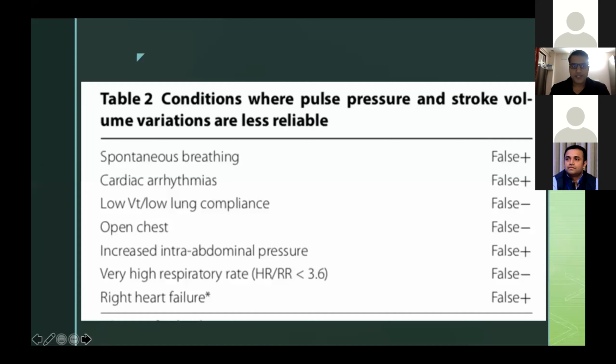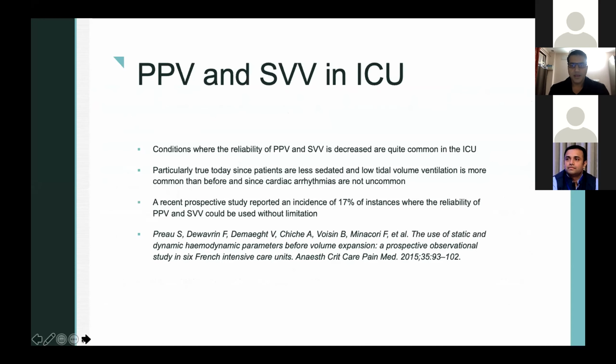Now, fluid challenge. Again, the conditions where the pulse pressure and stroke volume variations are less reliable, as we just discussed, are spontaneously breathing patients, cardiac arrhythmias, low tidal volume, low compliance, open chest, increased intra-abdominal pressures, very high respiratory rate, and right heart failure. Now, these conditions where the reliability of pulse pressure variation and stroke volume variation is decreased are quite common in the ICU.